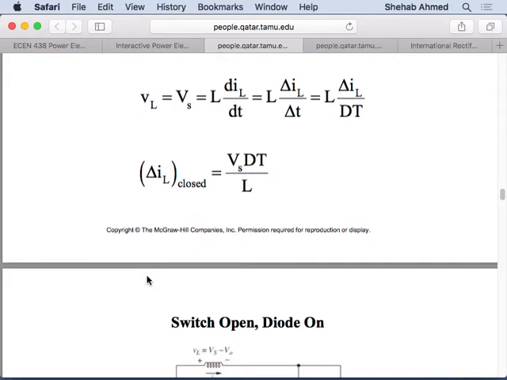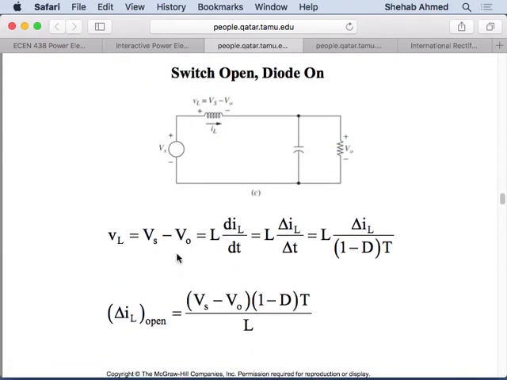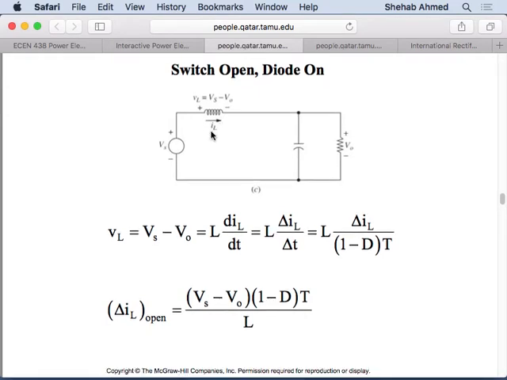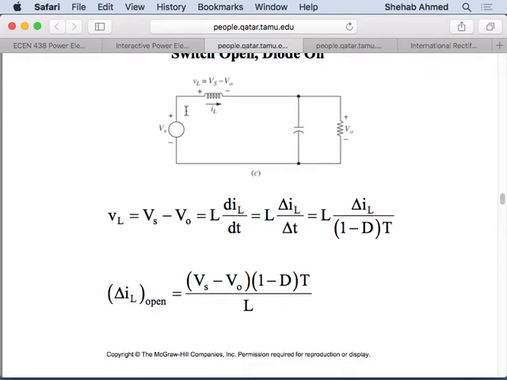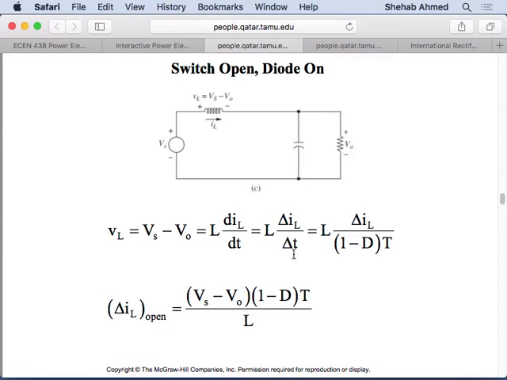I do the same thing for when the switch is open. I calculate VL. VL in this case is equal to Vs minus V output, so VL is equal to Vs minus V output is equal to L di by dt. I find an equation in terms of delta I, and the time when the switch is open is equal to 1 minus D times T. So I find the equation for delta I when the switch is open.